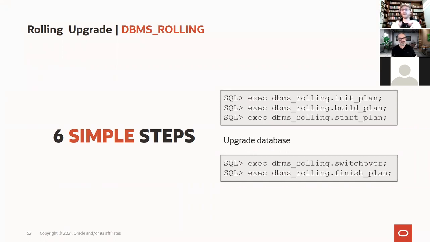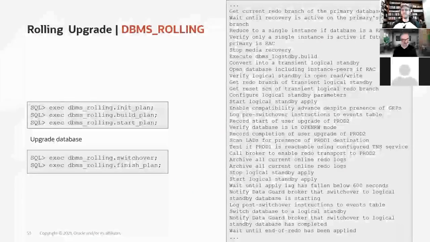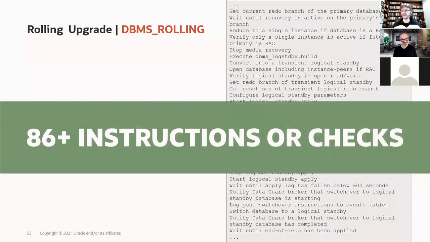And this is where you will run AutoUpgrade, or FPP to run AutoUpgrade, to upgrade your database. When the upgrade is ready, you can just run the switchover and finish the plan. So how many steps are we talking about? If you have a single primary and a single standby database, the most simple configuration, you have 86 instructions. If you have multiple standby databases, you easily go above 100 steps that are completely automated by those 6 steps that you run with DBMS_ROLLING.